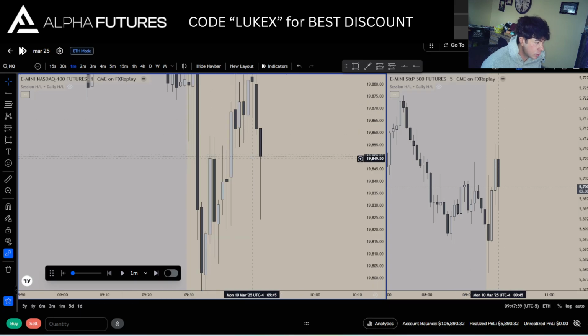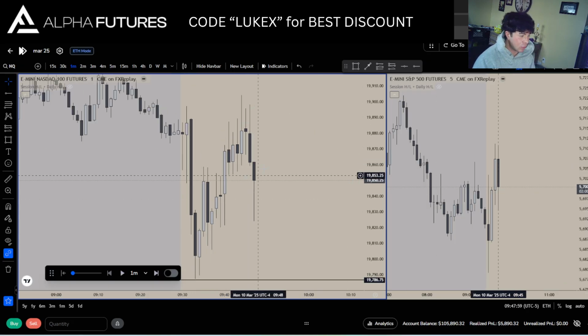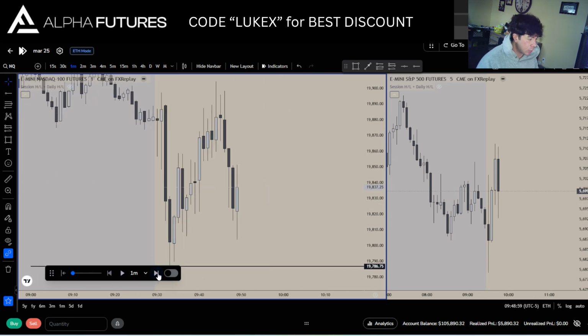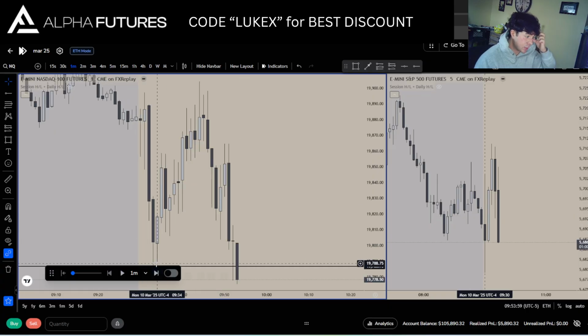Did we get an inversion? 1 minute inversion. The only problem is this wick. Damn, it's probably gonna run. Yeah, we're not getting an entry. It is what it is. I didn't like this wick on this candle.